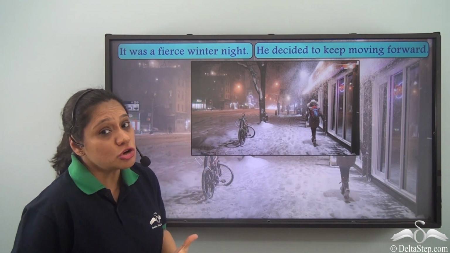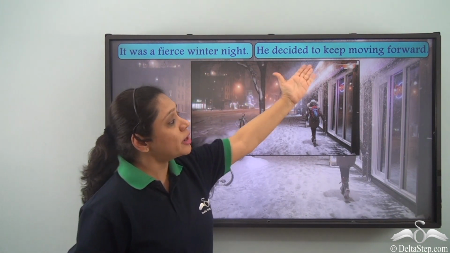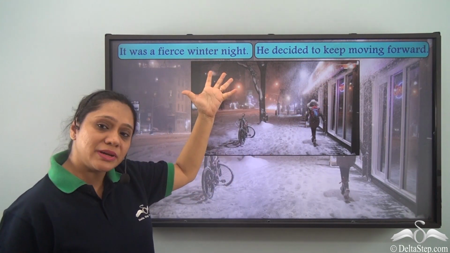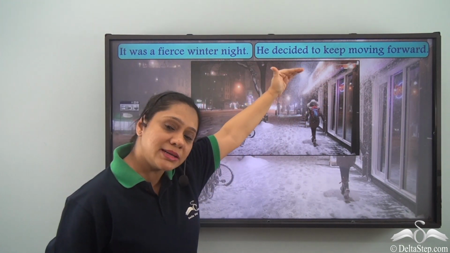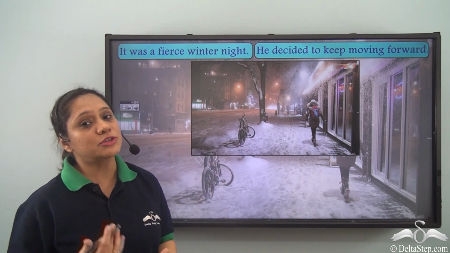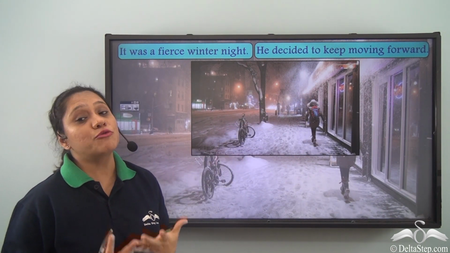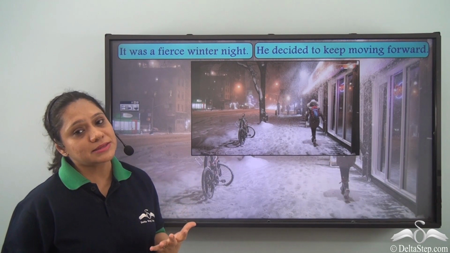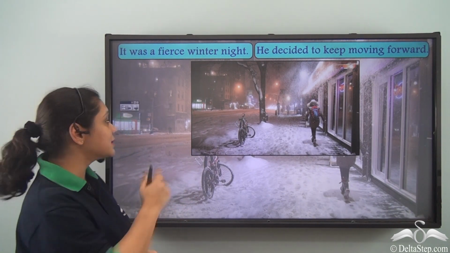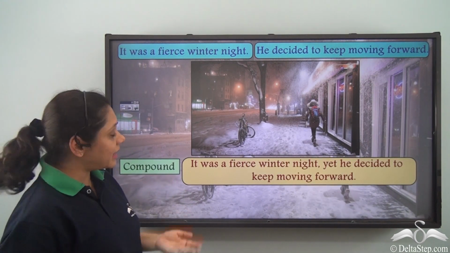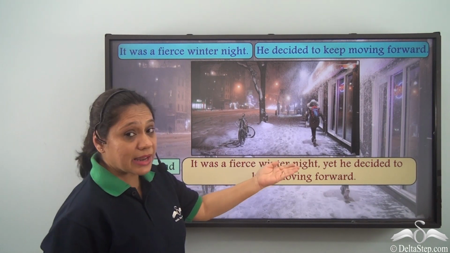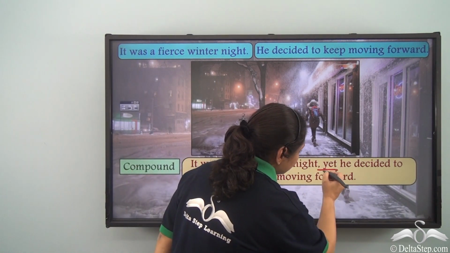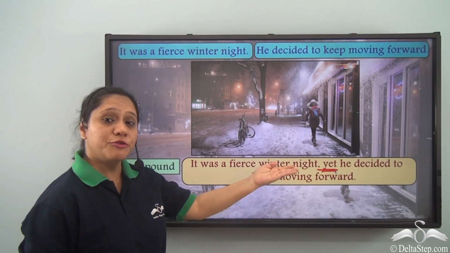It is not usual for a person to keep moving forward in a fierce winter night, but he decided to keep moving forward. So these are two contrasting ideas. And what do we use to join two sentences which give us contrasting ideas? We can say, it was a fierce winter night, yet he decided to keep moving forward.